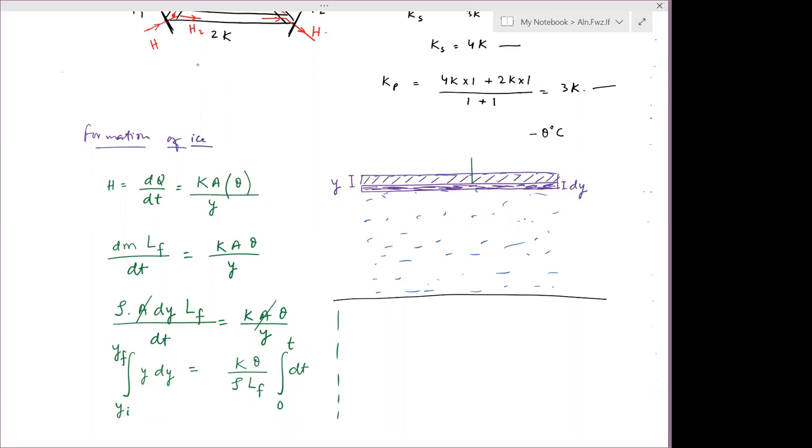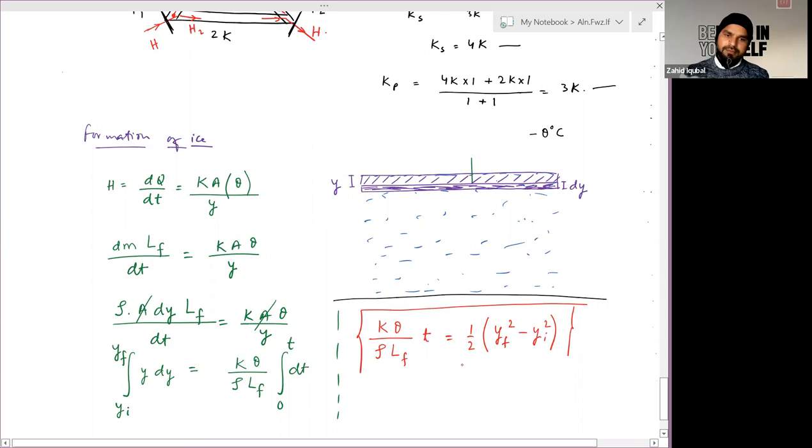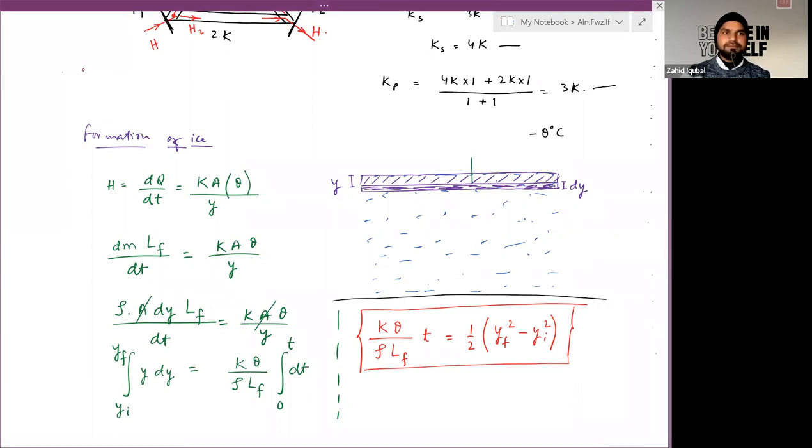On solving, you will get k theta divided by density of water into latent heat of fusion, times t, equals, on integrating, y becomes y square by 2. So it will be half of (y final square minus y initial square). This will be the required relationship to find the time for formation of a layer of ice. Just write it down.